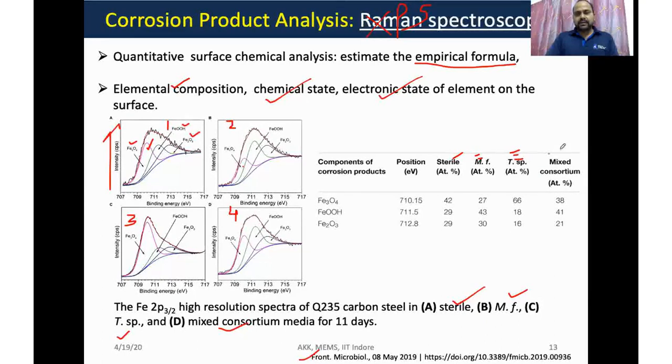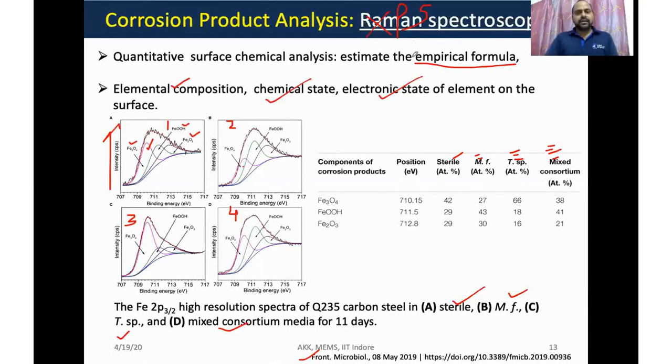So mix means 4 media. So there are 4 samples, 1, 2, 3, 4. So see, Fe3O4 is highest in the case of the third sample. FeOOH is highest in the case of the second one, and Fe2O3 is highest in the case of the second one. So that can give one idea: if there is a change in the medium, there is a change in the corresponding phases. So that we can analyze by doing XPS spectroscopy or XPS analysis.